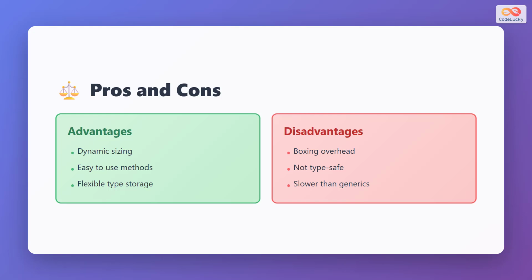ArrayList has both advantages and disadvantages you should consider. On the positive side, it offers dynamic sizing that automatically adjusts as you add or remove items. It provides easy-to-use methods for common operations, and it allows flexible storage of different data types in the same collection. However, there are some drawbacks. ArrayList suffers from boxing overhead because it stores everything as objects, which can impact performance. It's not type-safe, meaning you can accidentally mix incompatible types without compile time warnings. Additionally, ArrayList is generally slower than modern generic collections due to this boxing and type conversion overhead.